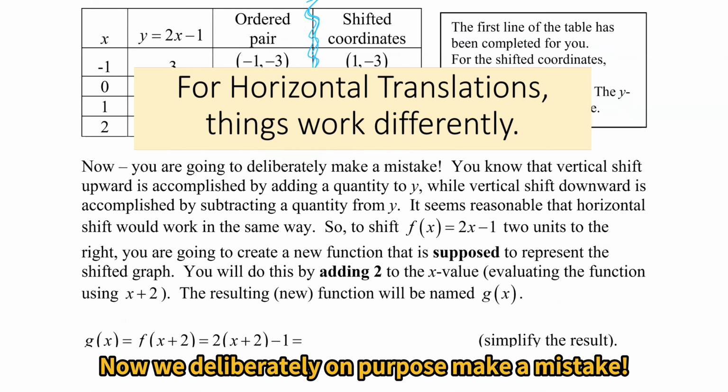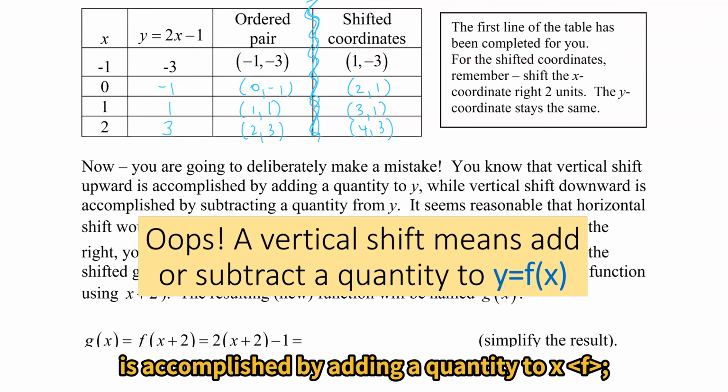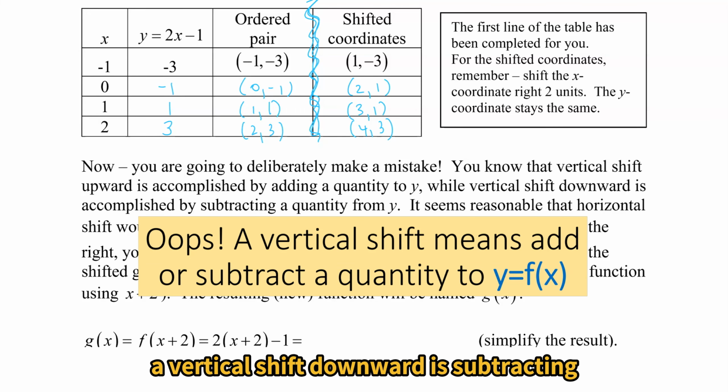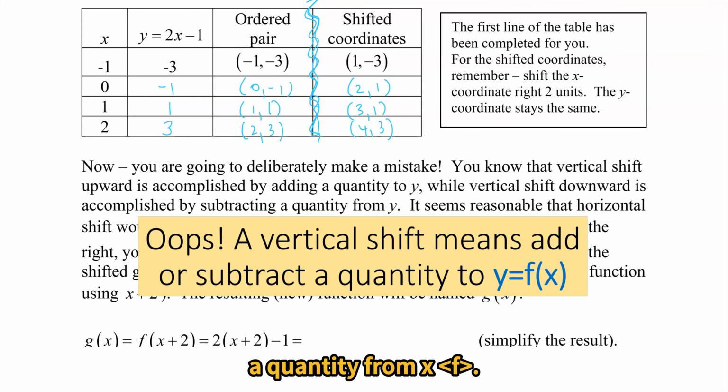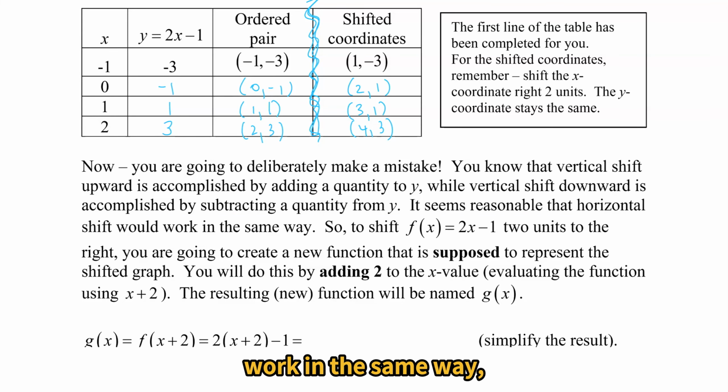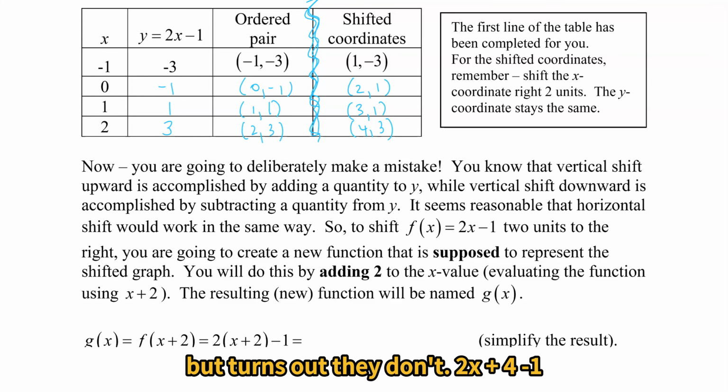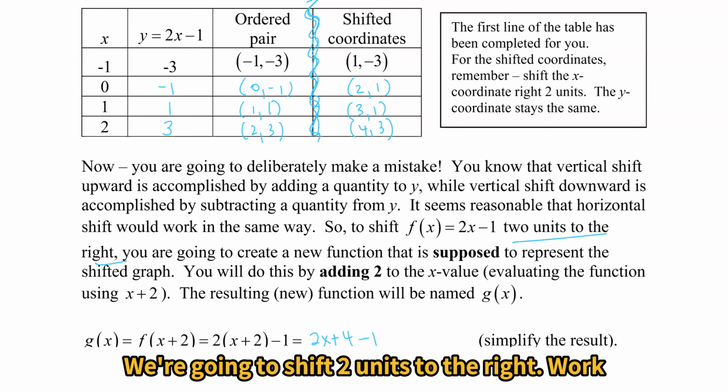But now we deliberately, on purpose, make a mistake. Vertical shift upward is accomplished by adding a quantity to x. Vertical shift downward is subtracting a quantity from x. It seems reasonable that they should work in the same way, but turns out they don't. 2x plus 4 minus 1. We're going to shift 2 units to the right.